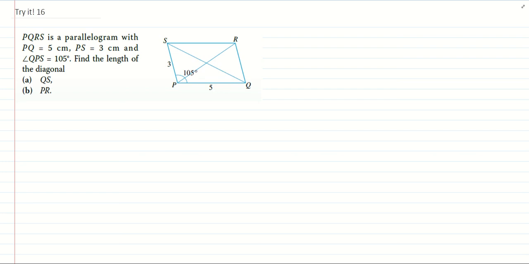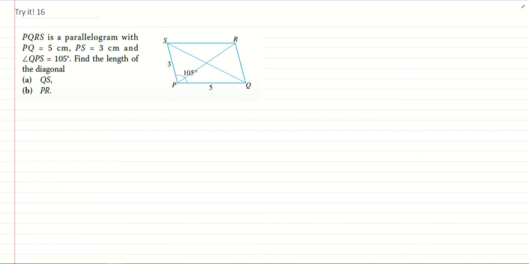Alright, so in this video, we will look at an extended example of case 1 where we have two sides and an included angle, and how we can use the cosine rule to find unknown lengths in a triangle. In try 16, we are given PQRS is a parallelogram with PQ equals 5 cm and PS equals 3 cm, and angle QPS equals 105 degrees.